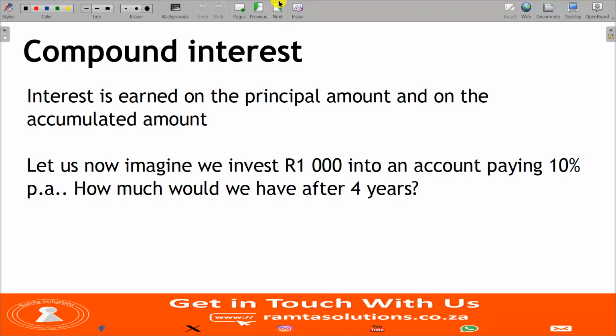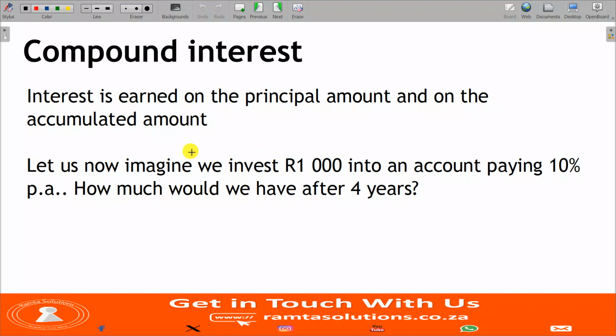So compound interest. What makes compound interest different to simple interest is this: interest for compound interest is calculated on the principal amount and on the accumulated amount. Okay, on the accumulated amount. We are going to give meaning to this definition by starting with a simple case, breaking it down like we have no formula, and finally derive a formula.